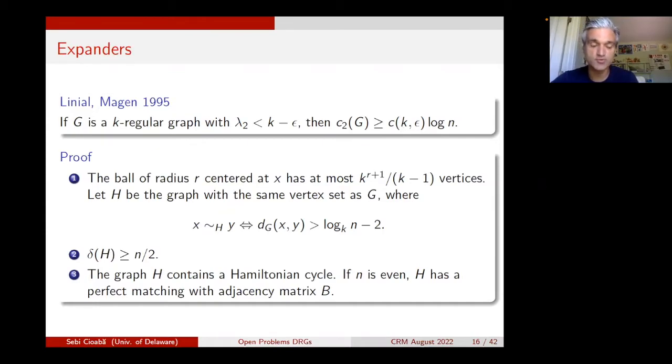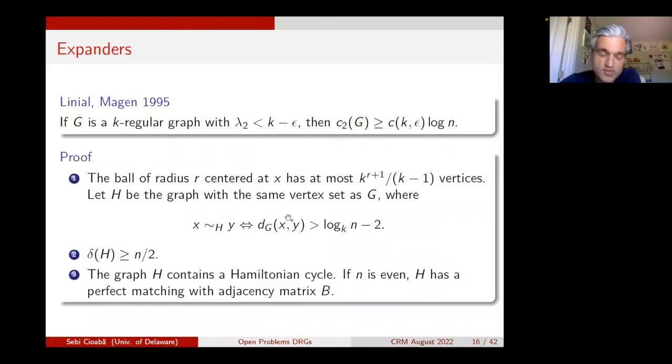And here's a sketch of the proof. For any r, if you look at the ball of radius r, which is centered at some vertex, you know an upper bound for that. It's like the number of vertices in a k-regular tree of depth r, and you have at most these many vertices. And now one can define an auxiliary graph from G, from the original k-regular graph. So H has the same vertex set as G, and two vertices in H are adjacent if and only if they're, let's say, far apart, where far apart for us means distance at least log base k of n minus 2.